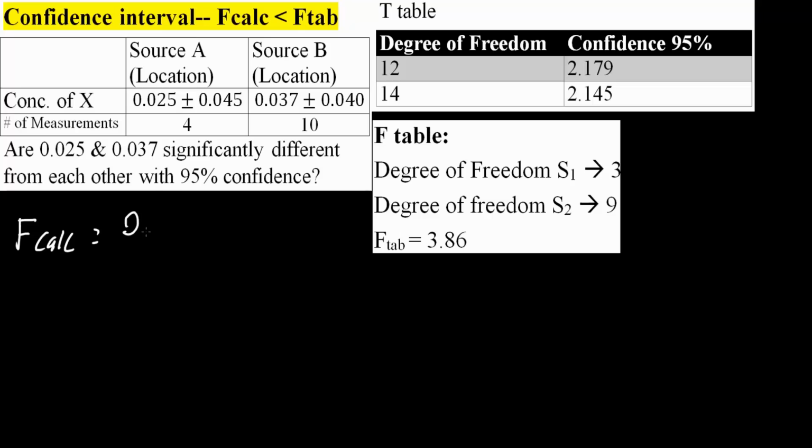So it's going to be 0.045 squared divided by 0.040 squared. And this would give us 1.27.